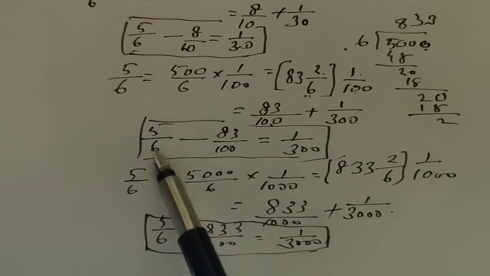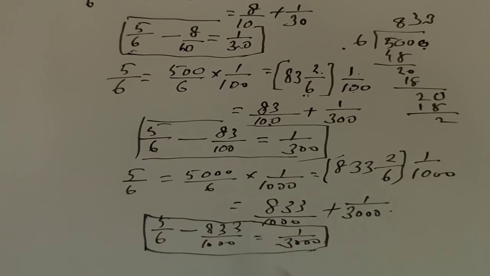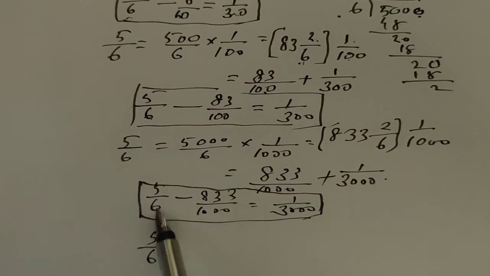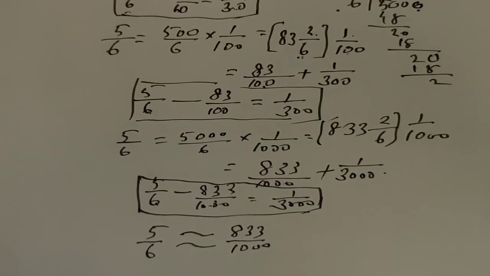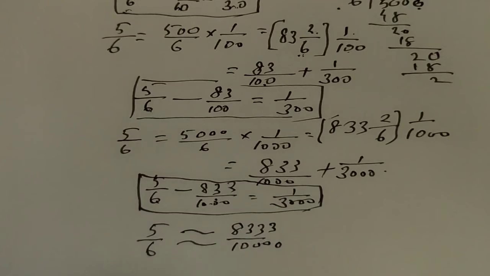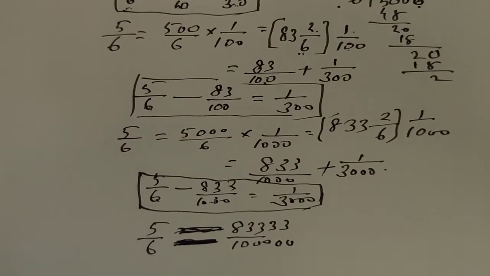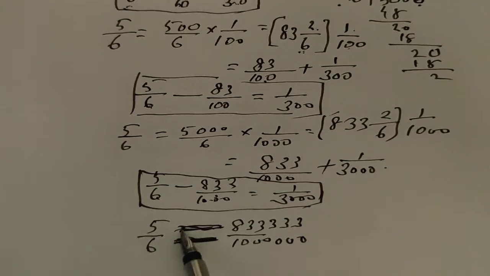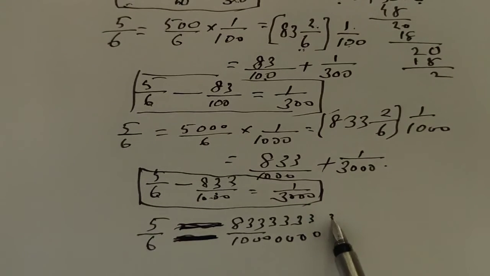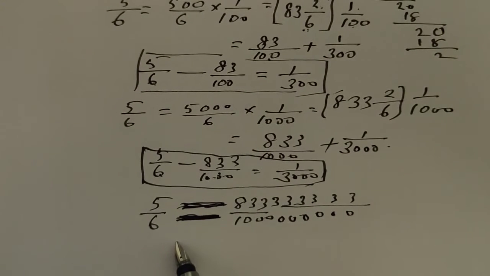And now we said what? This difference is very big and this difference is very small and this difference is very negligible, and when you put this difference as negligible, this value will be equal to 833 by 1000. And when you put a 3 here and a 0 here, the difference becomes very negligible, again and again negligible. And this value will be very near to this value. Therefore, you want to take 5 by 6 as a decimal value 0.83333, and the 3 is repeating here.